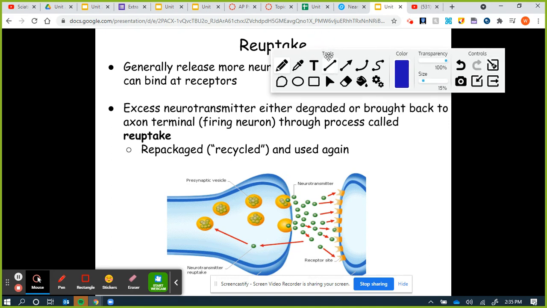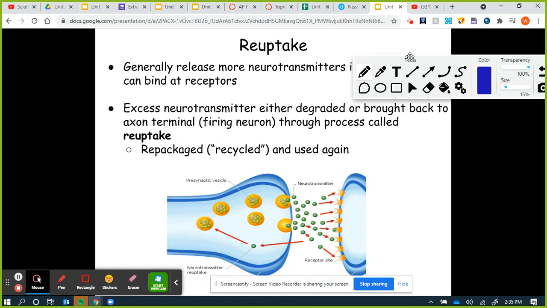These neurotransmitters are kept in little boats called vesicles that travel across, and then the vesicles bind, and then the chemicals come out of that.